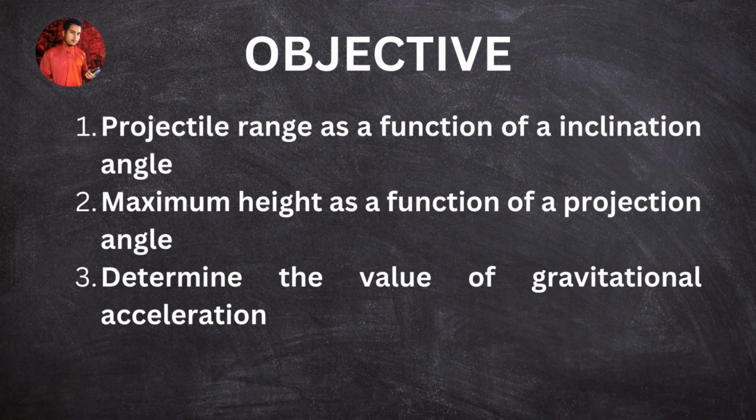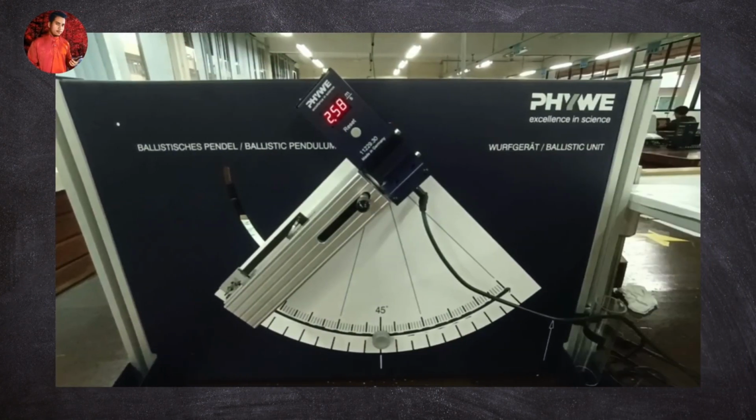Okay, before we go through the procedures, I will tell you the objectives that we're going to observe in this experiment. First, we need to find the projectile range as a function of inclination angle. Second, we need to find the maximum height as a function of the projection angle. And the last one is we want to determine the value of gravitational acceleration. Let's go to the procedure.